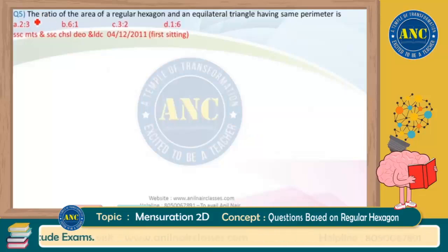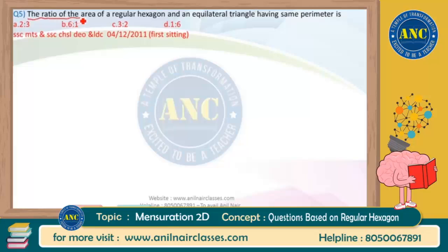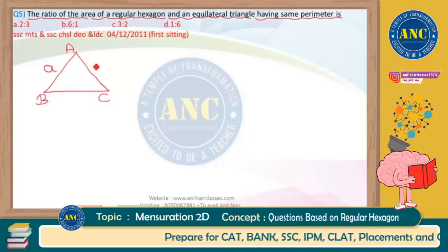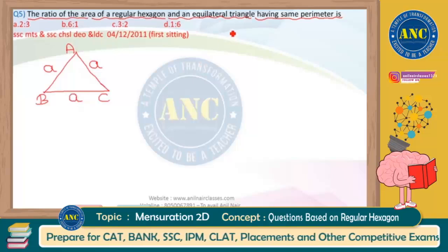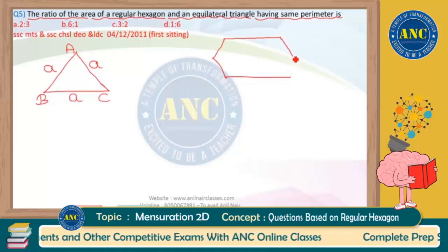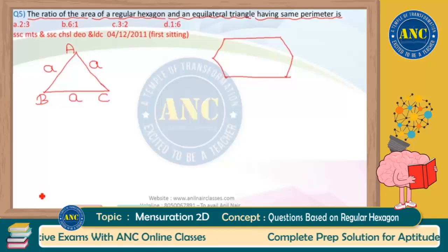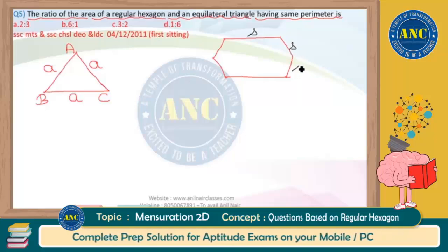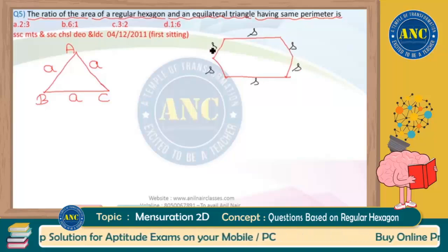Next question. The question is: the ratio of area of a regular hexagon and an equilateral triangle having the same perimeter is how much? Now see here, sir. Suppose let me take an equilateral triangle. This is my equilateral triangle ABC. I will name all three sides of this equilateral triangle as small a. Let me also take a regular hexagon. This will be the regular hexagon, and whatever one side it has, suppose I call the side s, all the other sides also will have s units only, right?